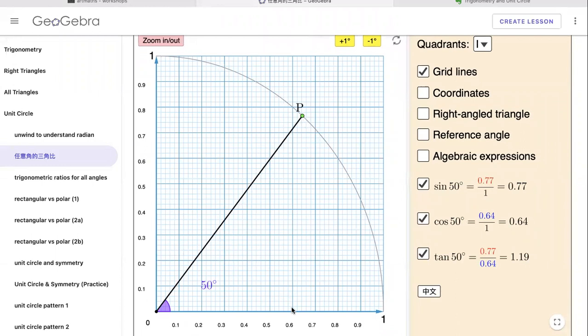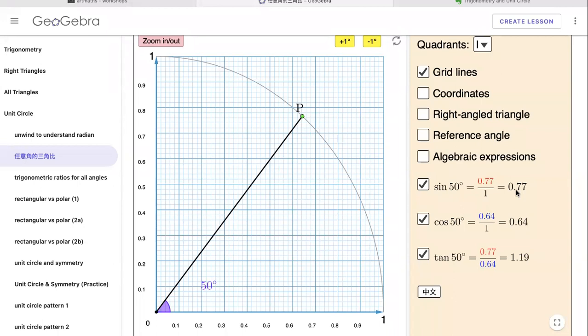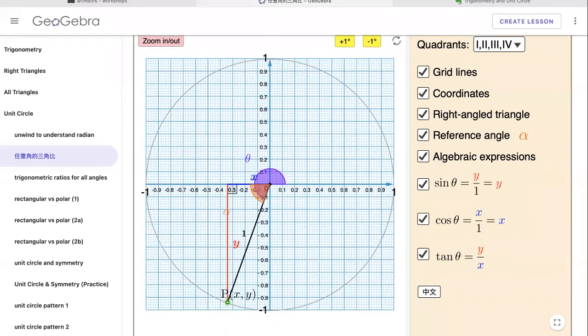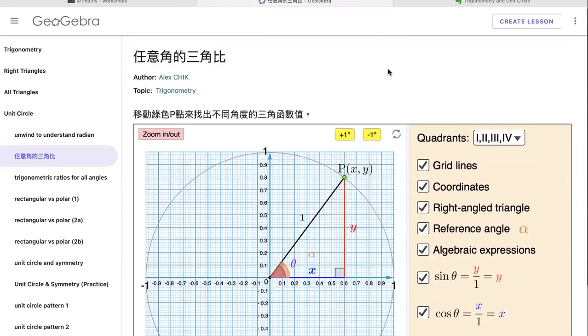That means the y coordinate divided by the length OP, even though of course in this case OP is equal to 1. So it happens to be exactly the coordinates of the point on the unit circle. Similarly, you can see the other information, and you can also turn it into 4 quadrants and zoom out. Then you see a very nice picture. Now this will help you to remember maybe the definition, but my emphasis here is not simply to remember the definition.